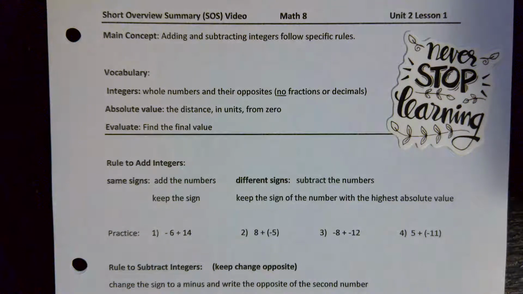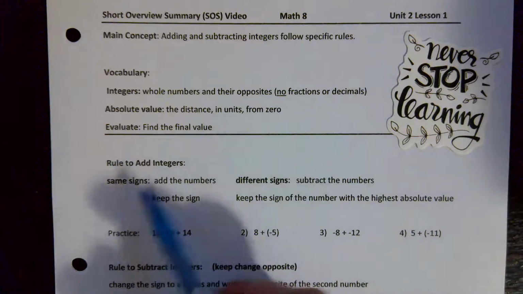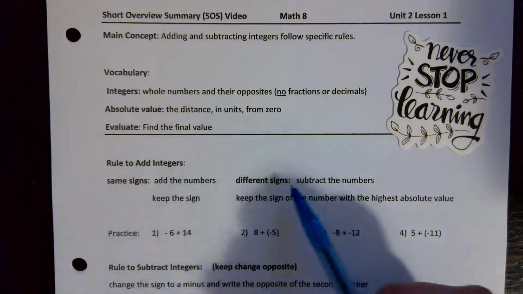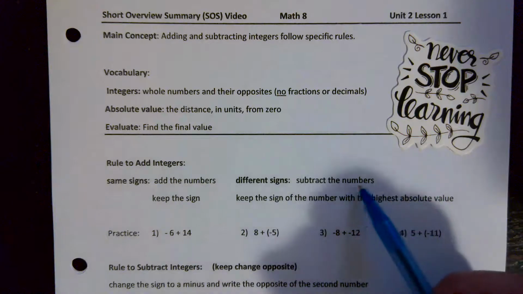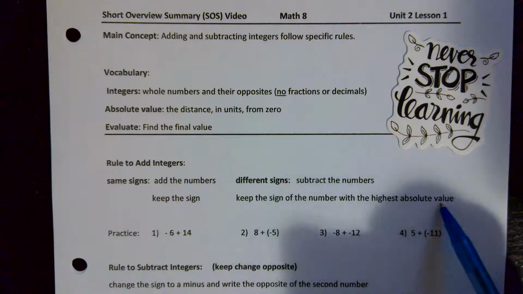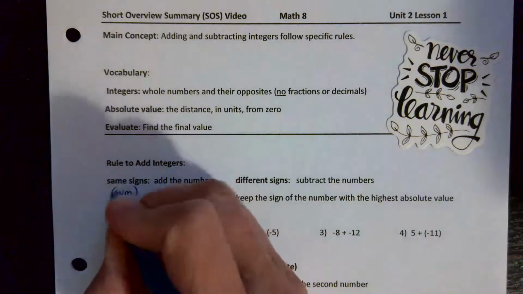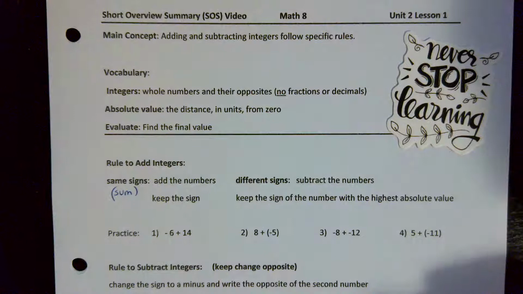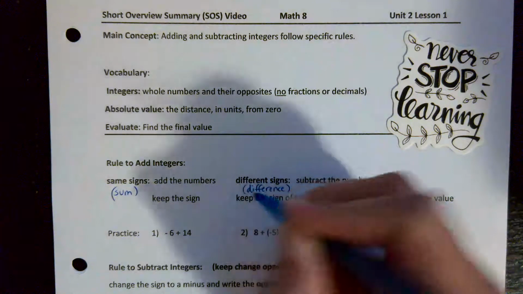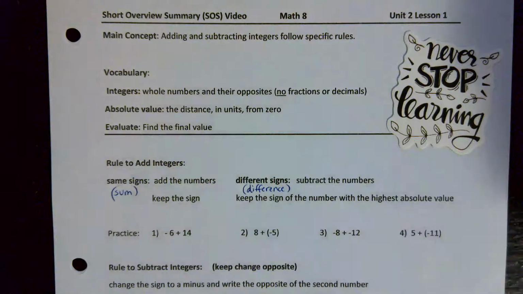So when we add integers, there's two different rules. One is if we have the same signs. If I see the same signs, I add the numbers and I keep the sign. When I have different signs, I subtract the numbers and I keep the sign of the number with the highest absolute value. So an easy way to remember this is same signs sum. You add the numbers and then keep the sign. Different signs, difference. We subtract the numbers, and since there's two different signs, we pick the sign of the number with the highest absolute value.